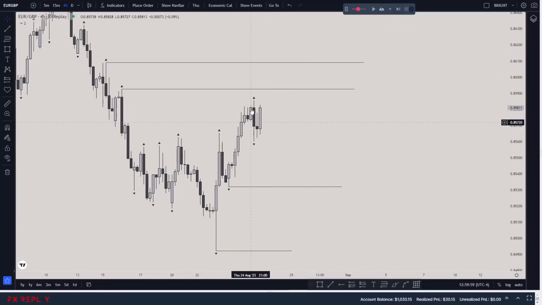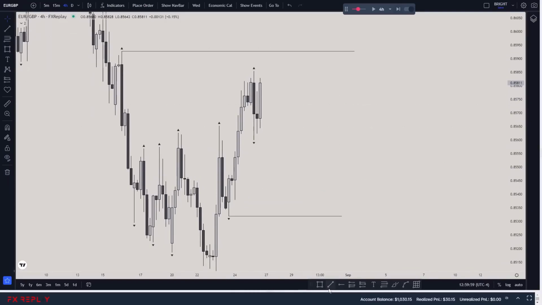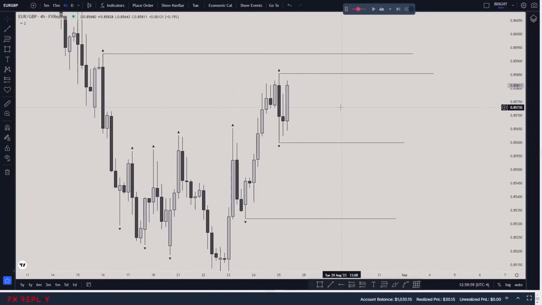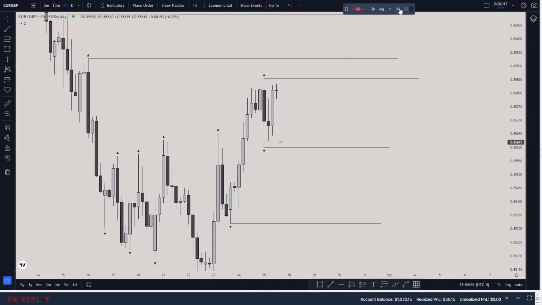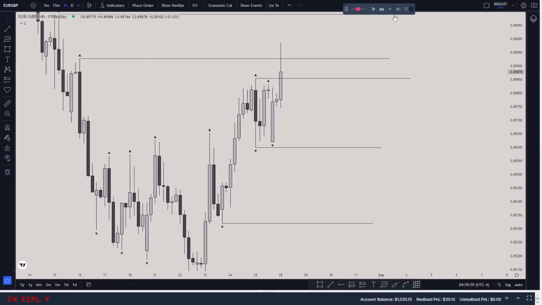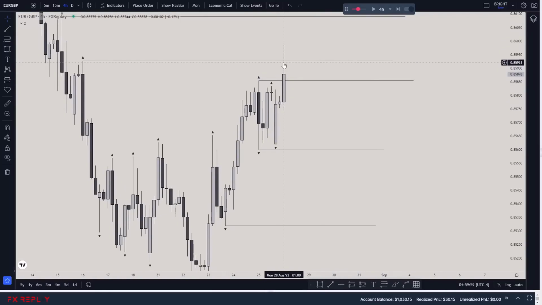Okay, and now we have this fractal high, which is a closer one right here, and also another one here. And this one has a fair value gap below it, so potential, maybe a nice liquidity sweep there. And price taking this high and this high, so let's see what happened here.